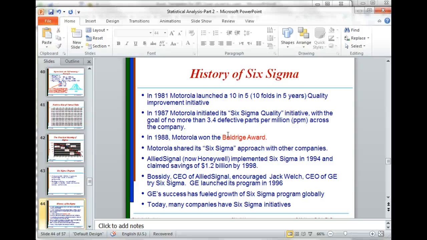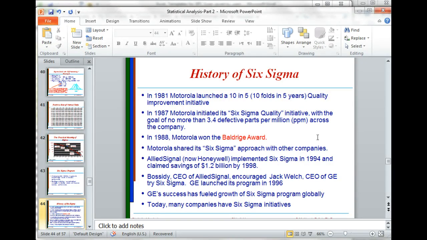What does it mean to be perfect? And Bill Smith, who was an engineer at the time at Motorola, he came back with this idea of 3.4 defects per million and called it Six Sigma. And as I showed before, what does it mean in terms of variation of the process versus defect? And so they went back to Bob and said, okay, here's our target. We're going to push for 3.4 defects per million, using the Six Sigma process.